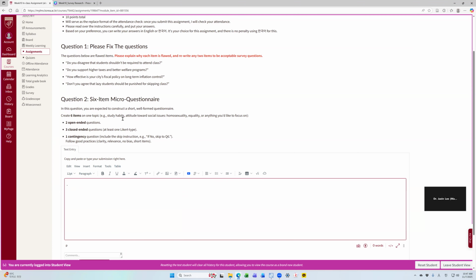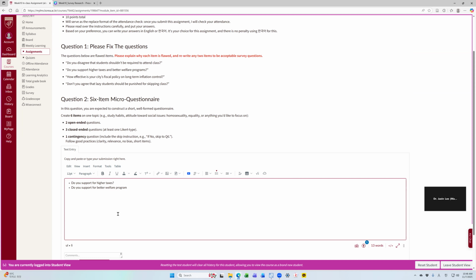The second one is, do you support higher taxes and a better welfare program? This is the double-barreled question. There are two shots. Do you agree with the high tax and better welfare program? If you have high taxes, maybe they would have a better welfare program, but you may have a different opinion for each item. So there should be only one item. So do you support higher taxes, or do you support a better welfare program?